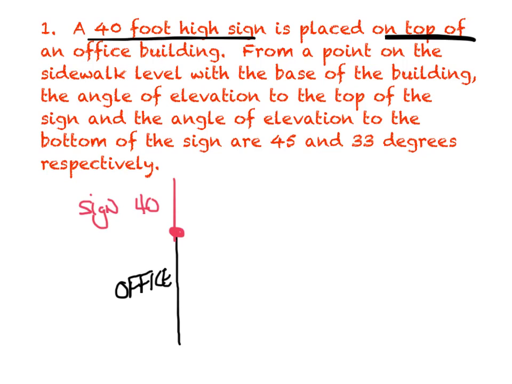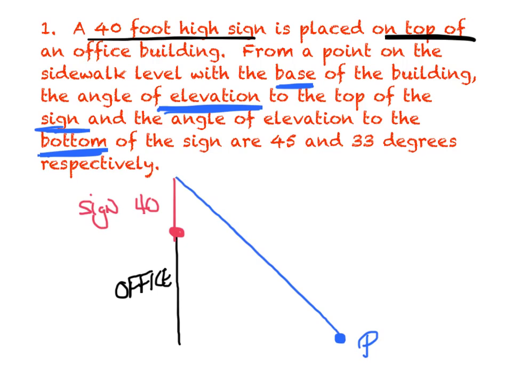From a point on the sidewalk level with the base of the building. Base of the building, of course, means the bottom of the building. So from a point on the sidewalk level with the base of the building, there's my point. The angle of elevation to the top of the sign, and the angle of elevation to the bottom of the sign. So picture this is your head, and you look up to the top of the sign, and you look up to the bottom of the sign, are 45 and 33 degrees respectively. Respectively means in order. So the one they said first is 45, the other one is 33.